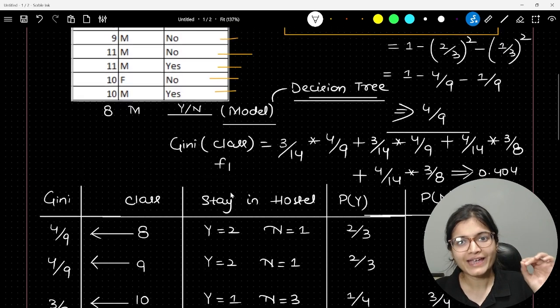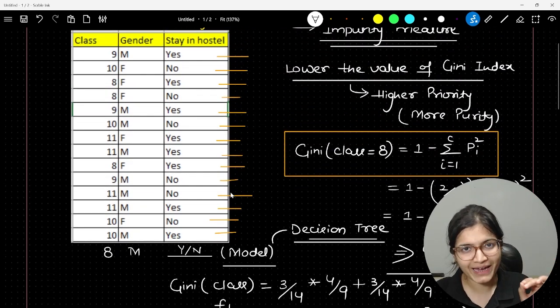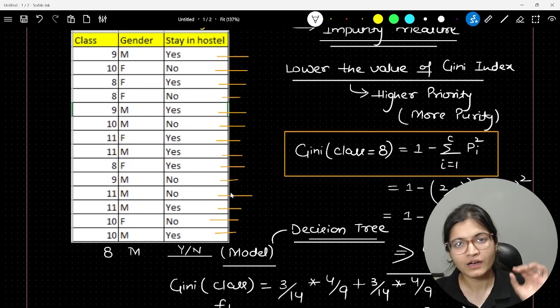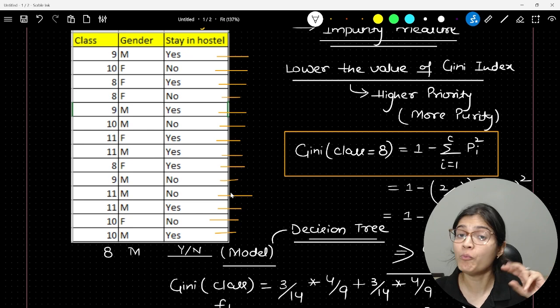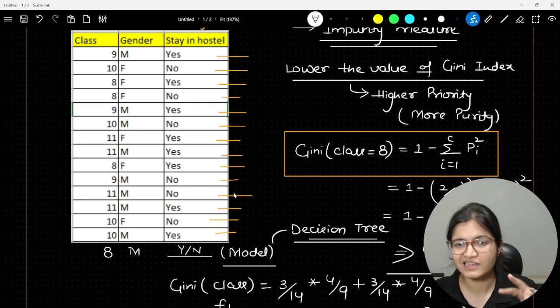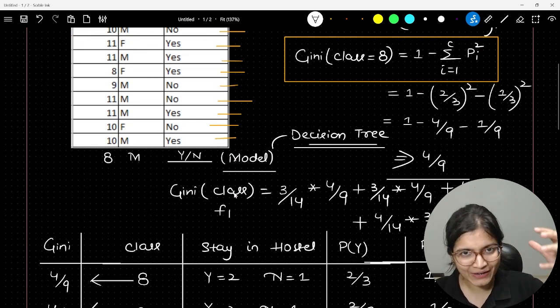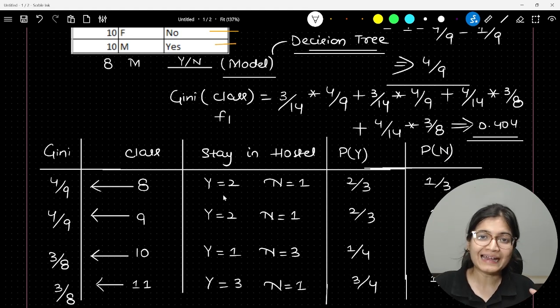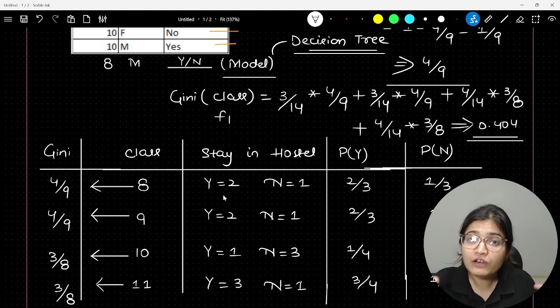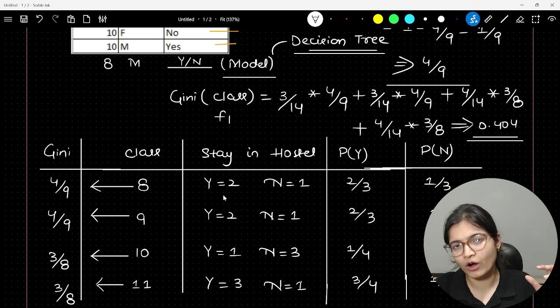We used the formula 1 minus the summation of P of i squared, where i belongs to the number of classes that we have. For example, in this case, we are trying to solve a classification problem, that too binary, so we have only 2 classes. With the help of that formula, we evaluated the Gini index value for each individual class.